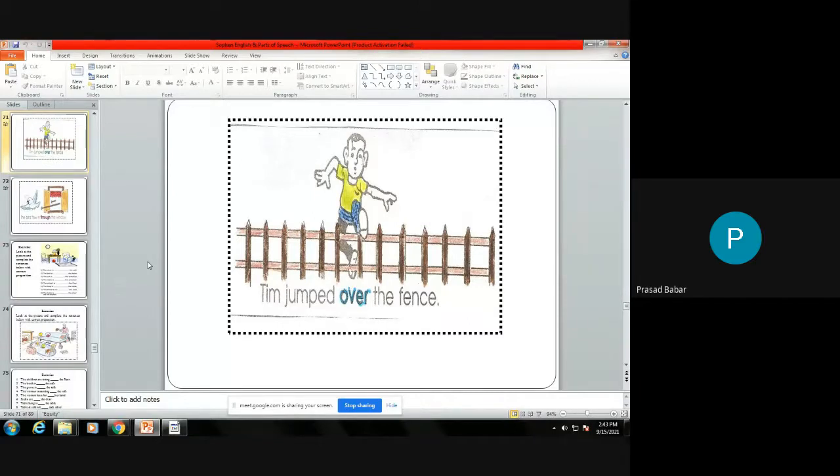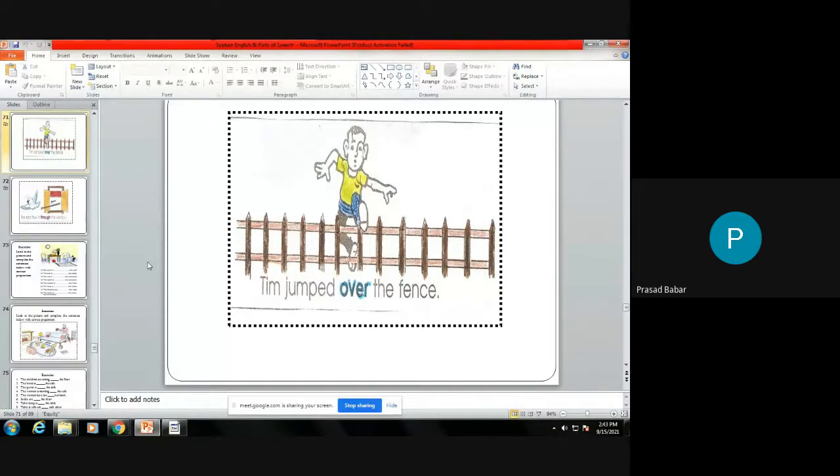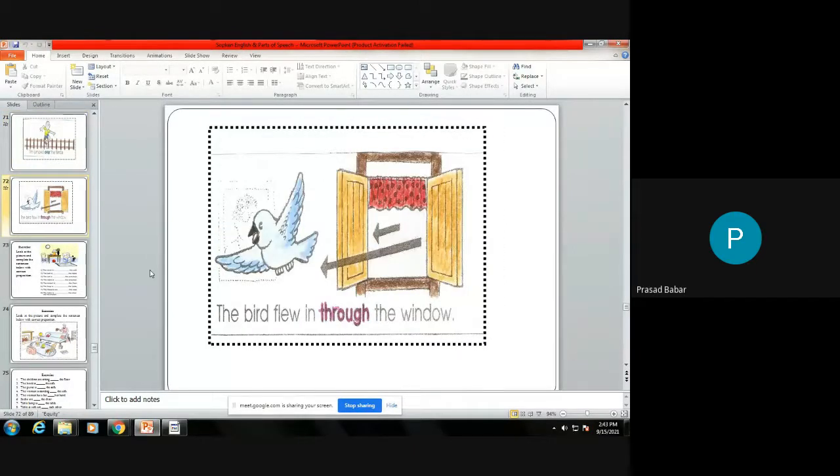So over would be the proper preposition for this picture. Then, yes, there is a picture of a bird. One of the birds is there, which is flying through the window.